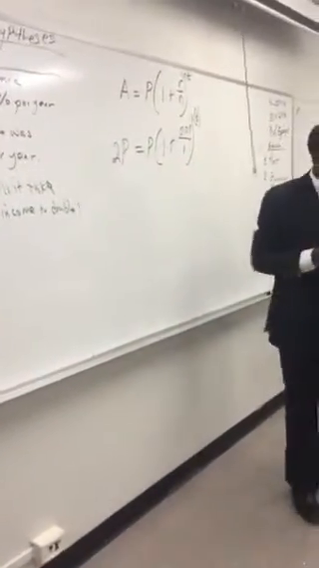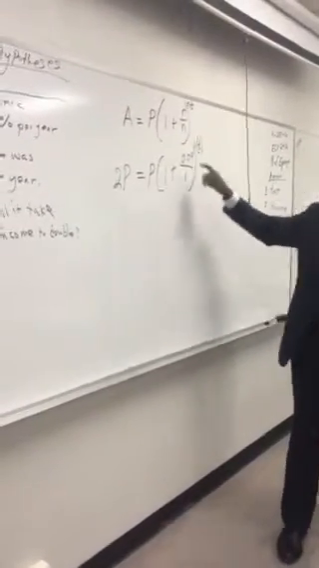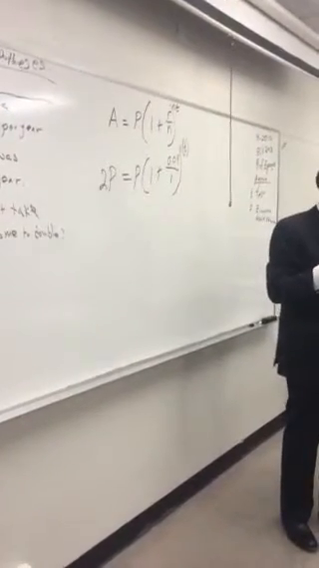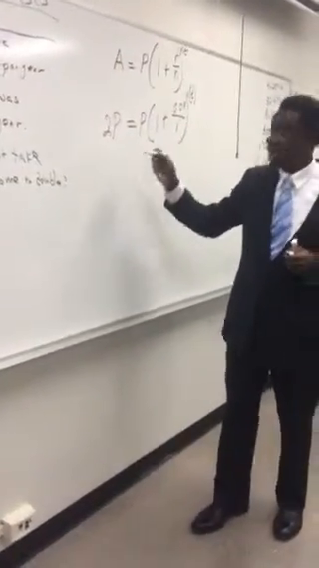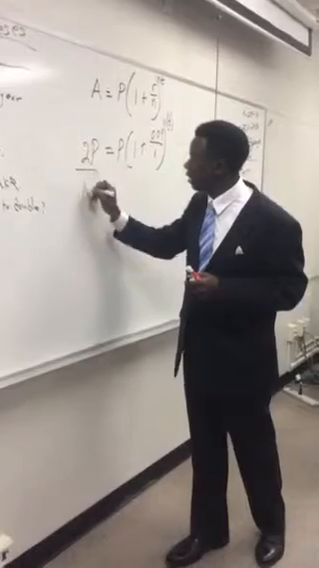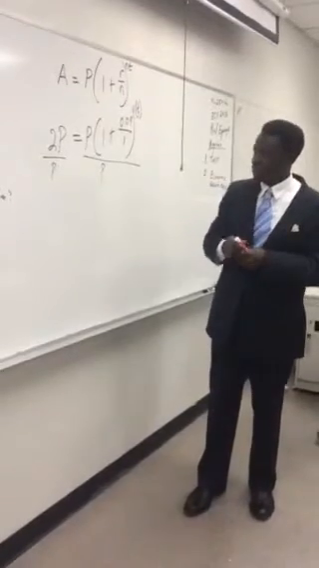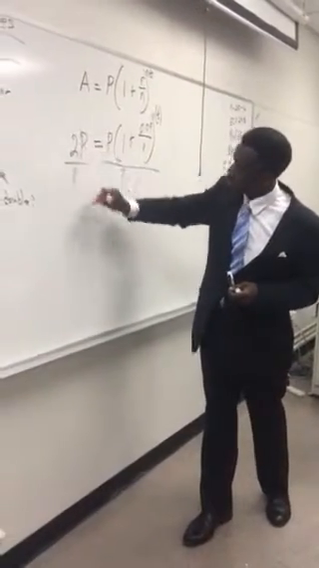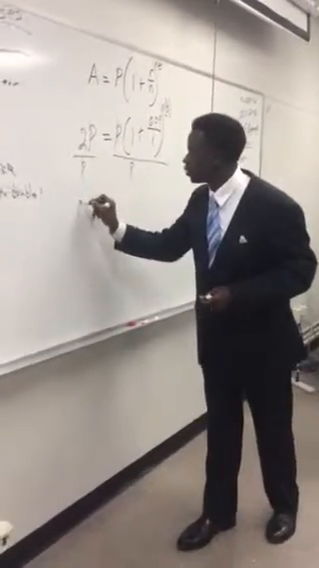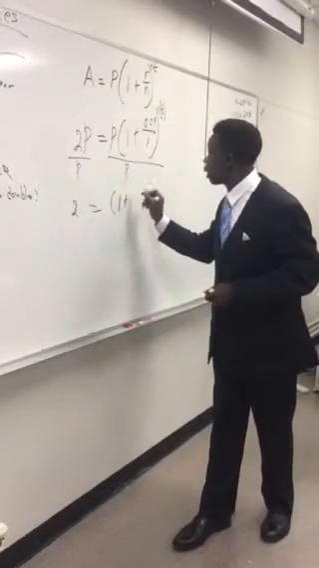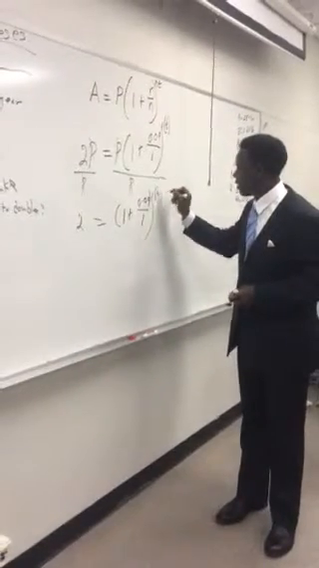Okay, so now you can't have two variables in an equation. We have variable P and we have variable t, so we have to eliminate P. The way we do that, we divide 2P over P, and over here we also divide by P. When we divide, the P cancels out, P cancels out. So then we have 2 is equal to 1 plus 0.09 over 1, raised to the power 1 times t.